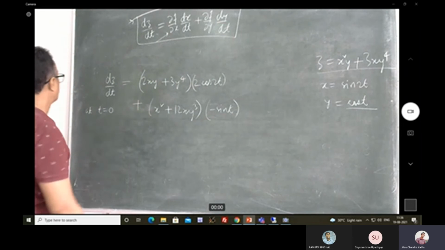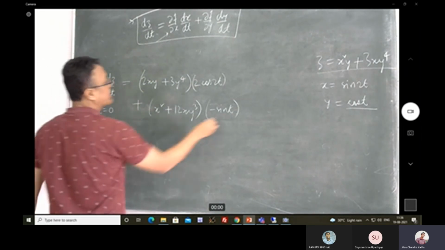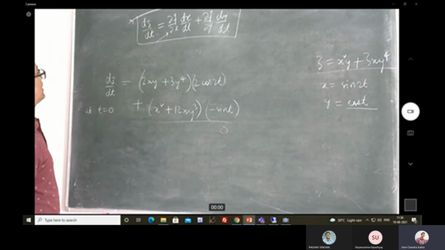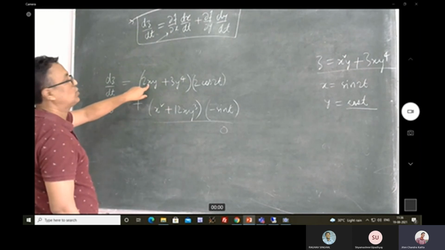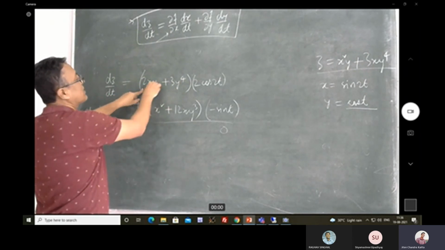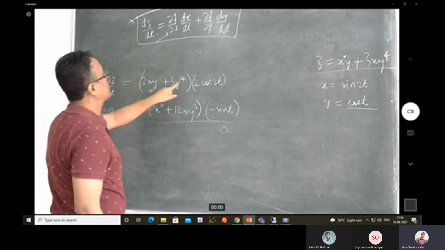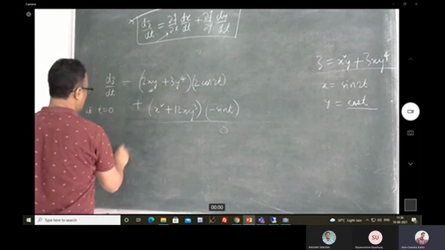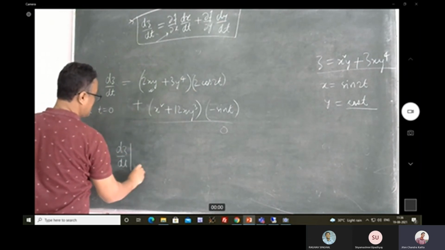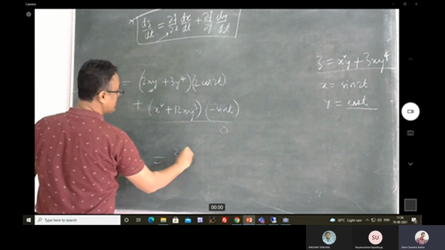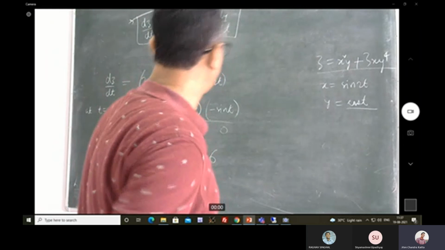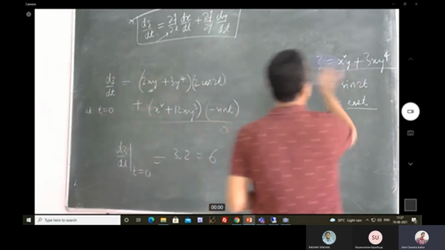Whenever t is 0, obviously this is going to be 0, because sin t is 0. And because x is sin 2t, this is also going to become 0. And y is cos t, and cos 0 is 1. So from here, dz/dt at t equal to 0 is equal to 3 into 2, that is, 6. So this is the way we are going to work it out. Now let me come to the other chain rules.